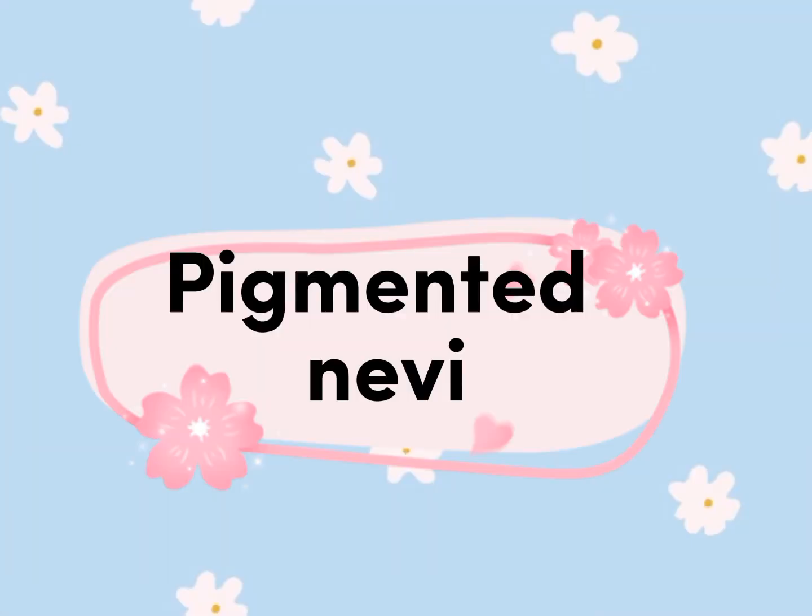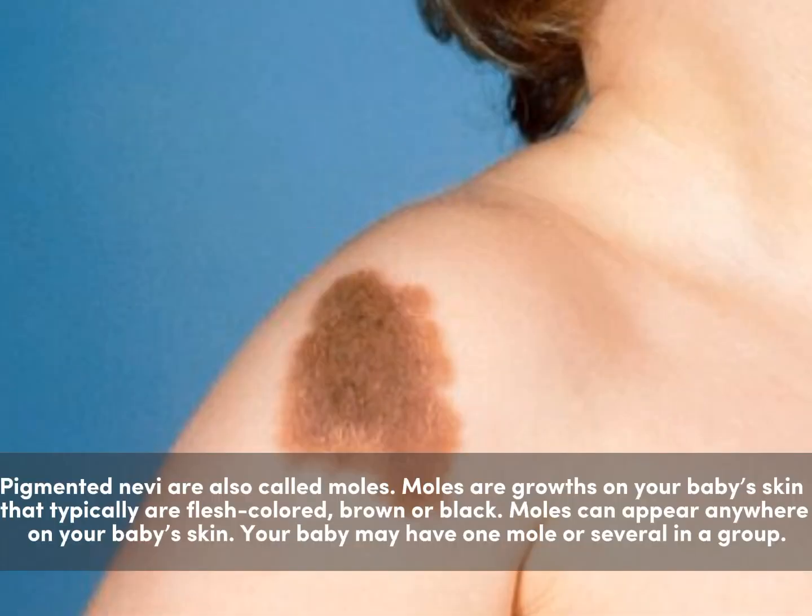Pigmented nevi. Pigmented nevi are also called moles. Moles are growths on your baby's skin that typically are flesh-colored, brown, or black. Moles can appear anywhere on your baby's skin. Your baby may have one mole or several in a group.